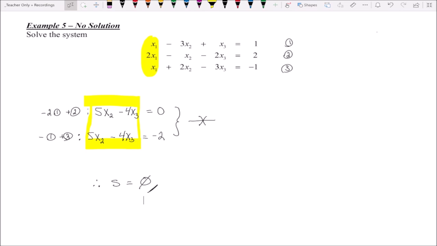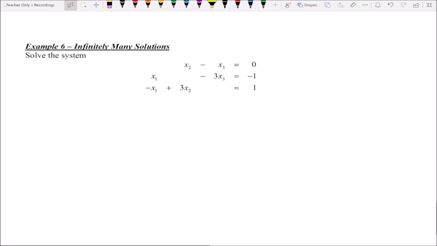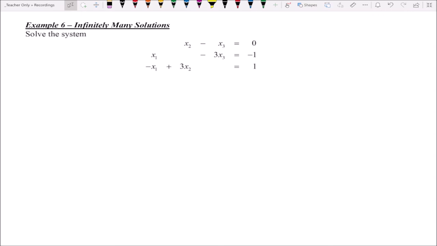And now let's examine a system that has infinitely many solutions. Again, for simplicity, let's label each equation: equation 1, 2, and 3. Again, it's fairly simple to eliminate any of the three unknowns. So again, let's start by eliminating the x1. We can do this simply by taking equation 2 and adding it to equation 3.